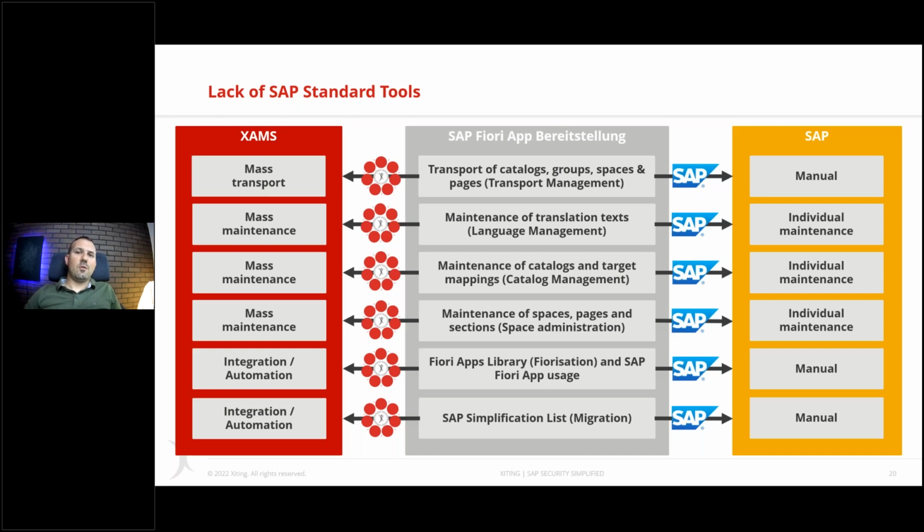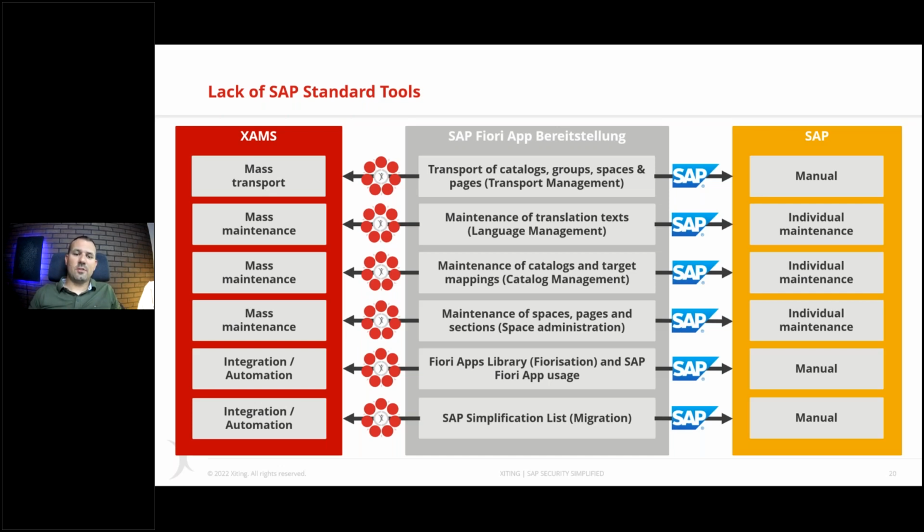And if you're doing big implementations where we have to create hundreds of catalogs, and assign hundreds, if not thousands of apps to those catalogs and then build the pages and the spaces, that's a lot of work. And there's no mass tools for that. If you look into our tool, the XAMS with the role replicator, we can automate all that.